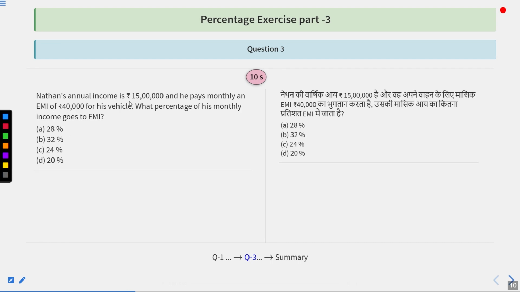Nathan's annual income is rupees 15 lakh and he pays a monthly EMI of rupees 40,000 for his vehicle. What percentage of his monthly income goes to EMI? Options are in percentage: 28%, 32%, 24%, and 20%. And I'm giving you 10 seconds to find out the correct answer. And after that, I will do the solution for you.